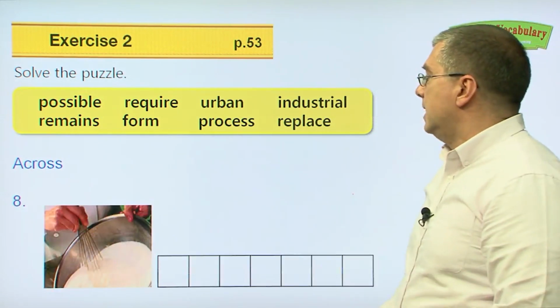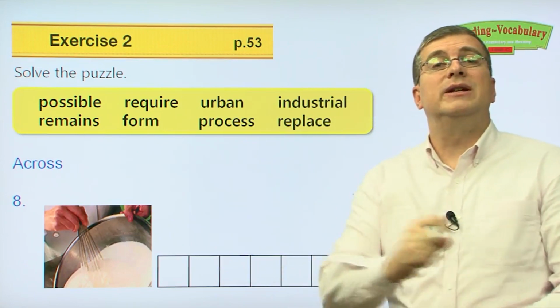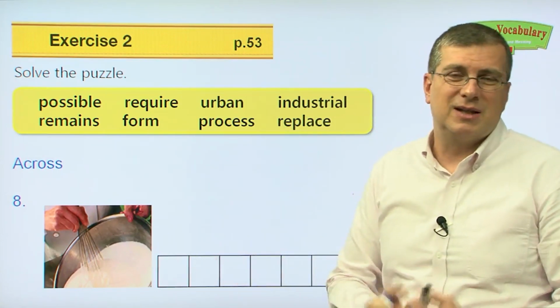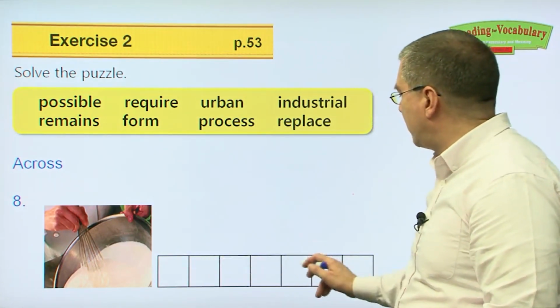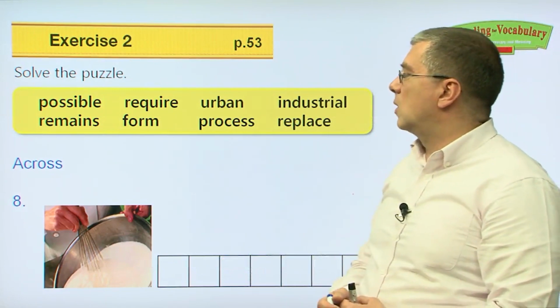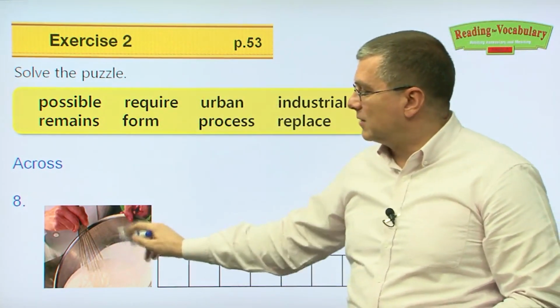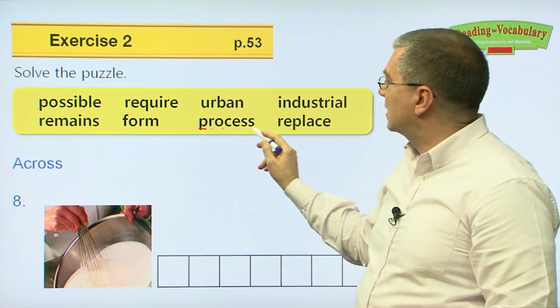Okay? Number 8. We're following a certain series of steps to cook something, or to make something. It doesn't have to be cooking. It can be anything. We need 7 letters. Where is a 7-letter word that has to do with this picture? 1, 2, 3, 4, 5, 6, 7.